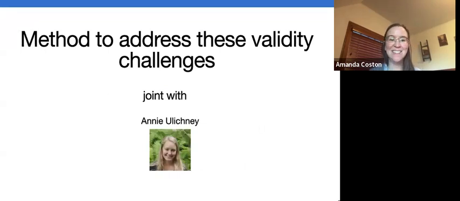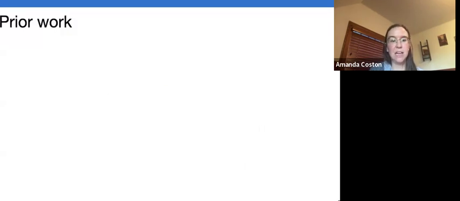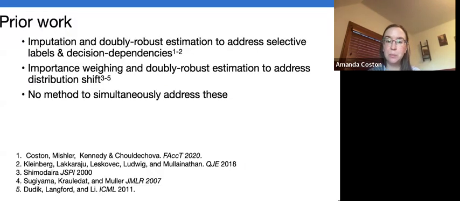Okay, so now we can get to how we can actually address these validity issues. And this is joint work with my PhD student, Annie Ulichny. And we can situate this in prior work. So what's been done previously to address these issues? People have been thinking about selective labels and decision dependencies and covariate shift for a long time. On the selective labels and decision dependencies, there's often imputation work that's trying to estimate those missing counterfactual outcomes.